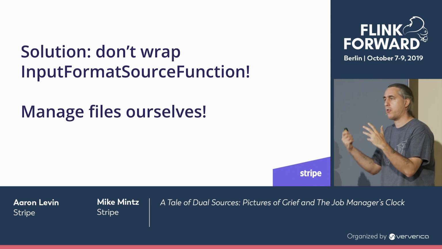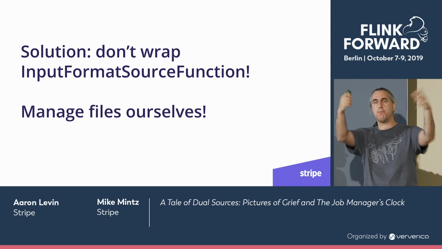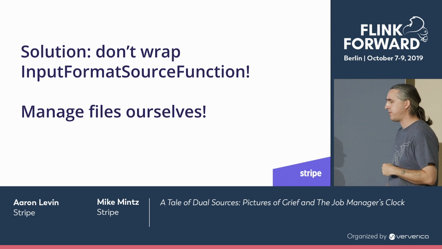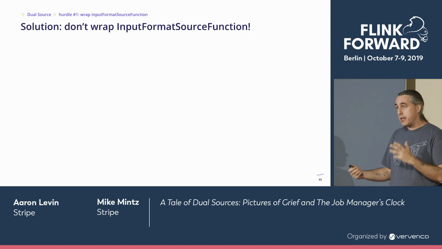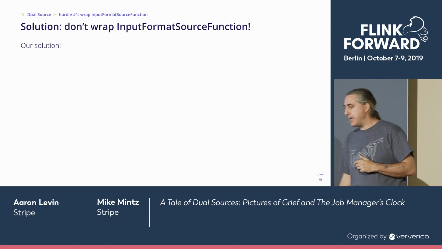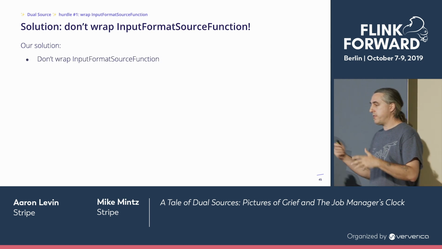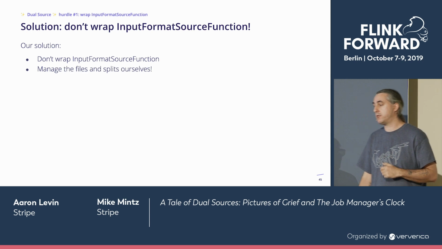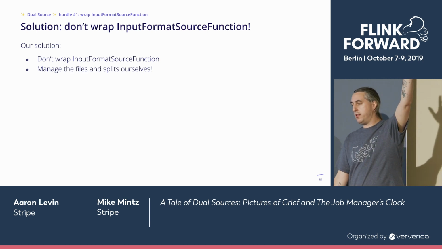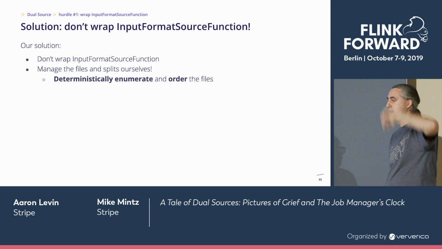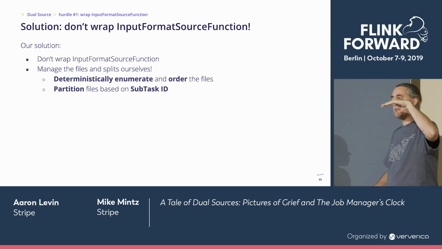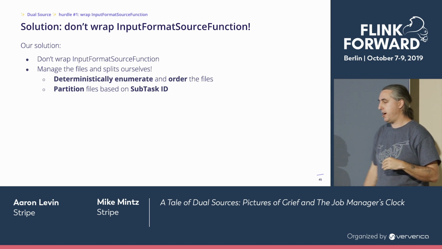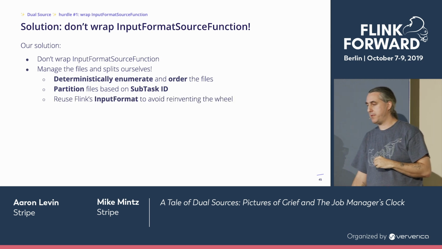We have a lot of internal kernel knowledge of our archives. We know what time and what dates they're coming from and the S3 offsets. So why don't we just do it ourselves? And this turned out to be a lot easier than we thought. Instead of wrapping the input format source function, we just deterministically enumerate the files that we want to process. Then we partition these files based on their index and the subtask ID to distribute these files to various subtasks.